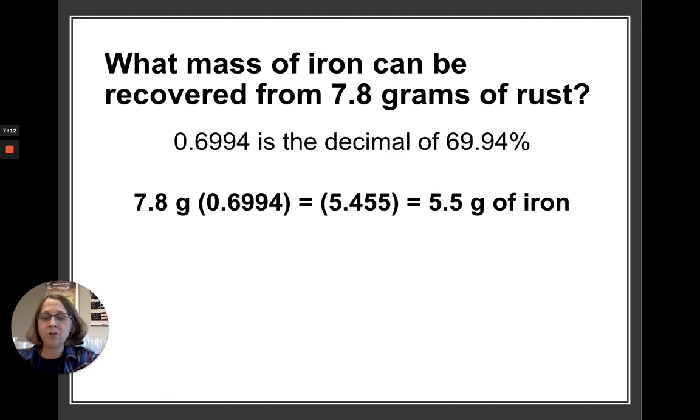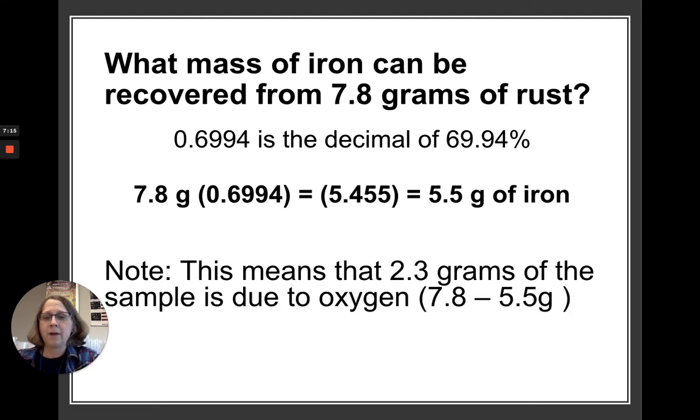See, you're a chemical engineer. All right. Now, of course, this means that of the sample, 2.3 grams is due to the oxygen. Okay. So you can always figure out one from the other, especially if they're just two elements.